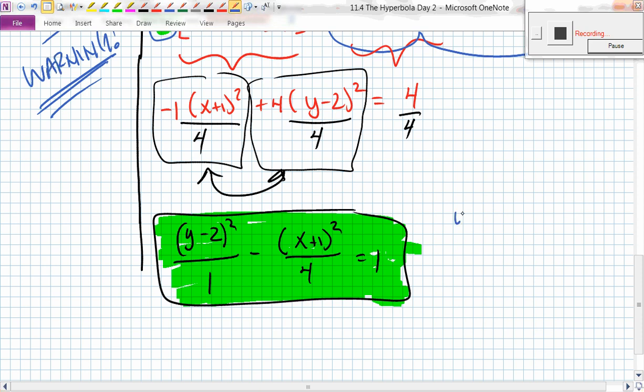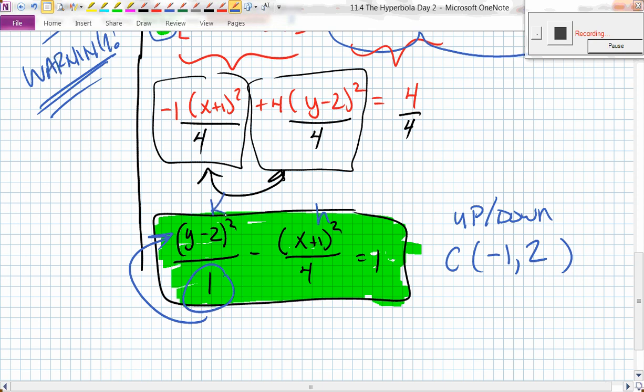Let's name some things we know. It's an up-down, because the a value is underneath the y, which is positive in this case. Where's the center? Can you name it for me, please? Negative 1, comma 2. The h is always with the x. The k is always with the y. What's the value of a squared? 1. Good. What's the value of b squared? Good. Very nicely done. And then you're right back to problem number 1, right?